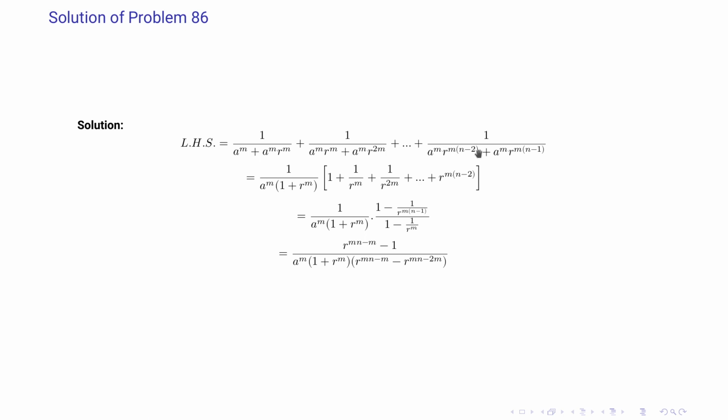Now, if you observe this entire series, we can take a to the power m into (1 plus r to the power m) common. If you take this much common, what remains inside the brackets is a geometric series, and this should be 1 by r to the power m into n minus 2. This is not in the numerator but in the denominator. So what remains inside the bracket is a geometric progression with common ratio 1 by r to the power m. So now we apply the formula for the sum and we solve to get the desired answer.